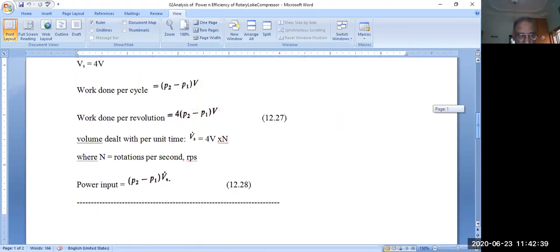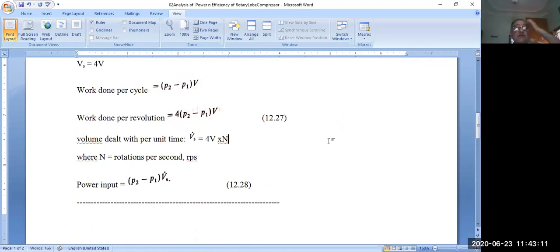Now the shaft volume Vs is equal to 4 times V, and work done per rotation, it's not per cycle, work done per rotation. Work done per cycle is equal to (P2 minus P1) multiplied by V. Sorry, this was per cycle. Then on the PV diagram, this is correct.